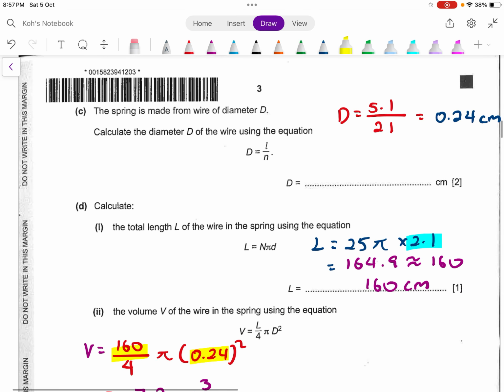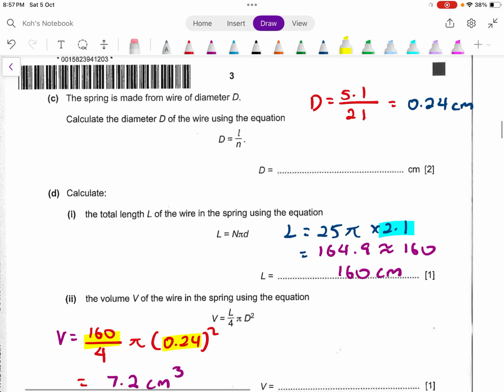Now here comes part C. In part C, we are given many formulas. We are asked to determine the diameter of the wire using the equation. The spring is made of thin metal wires, which are very thin. So they want us to determine this diameter, which is known as your small d.